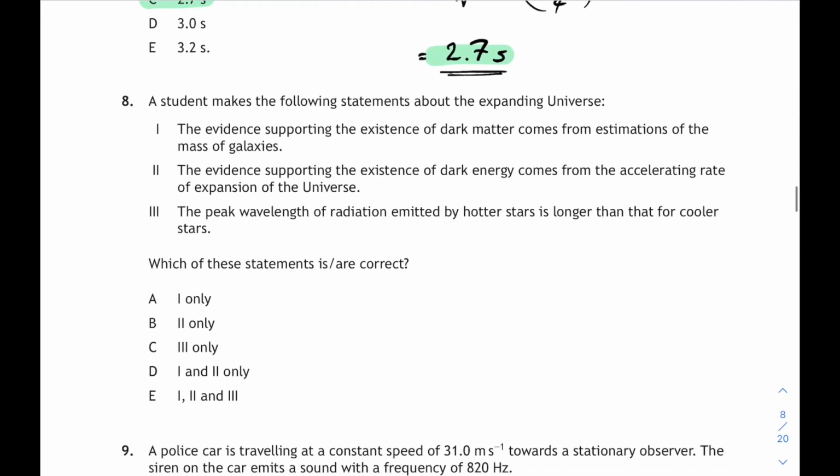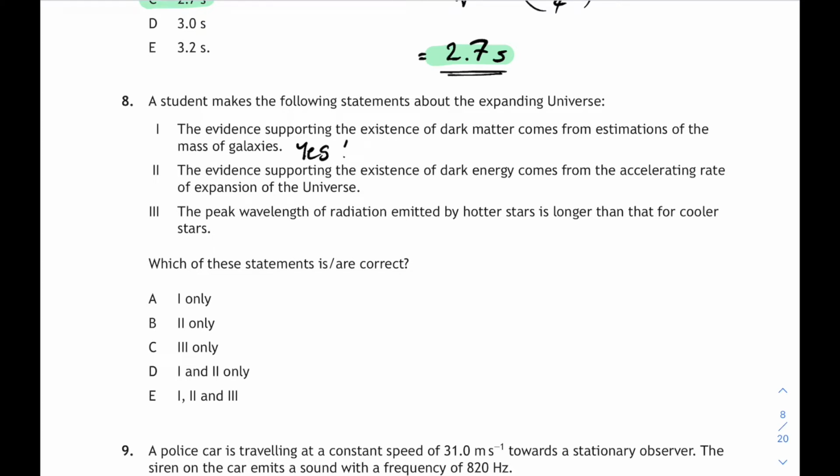A student makes the following statements about the expanding universe, and we have to choose which of these statements is or are correct. Number 1. The evidence supporting the existence of dark matter comes from estimations of the mass of galaxies. Well, that's correct, because from our observations of the light coming from distant galaxies, there doesn't appear to be enough matter in the galaxies to hold them together. And this supports the idea that there must be some additional matter present that we can't detect that's providing the gravity to hold the galaxies together, and that's dark matter.